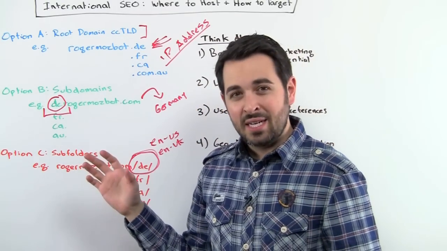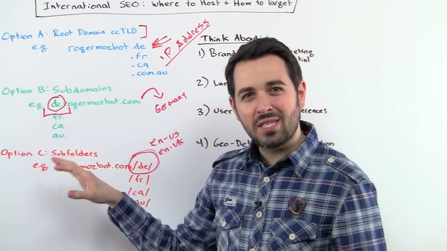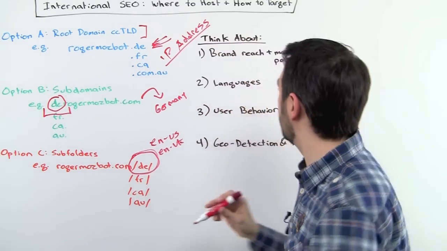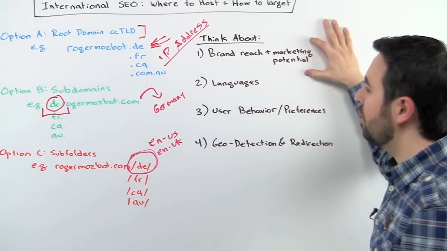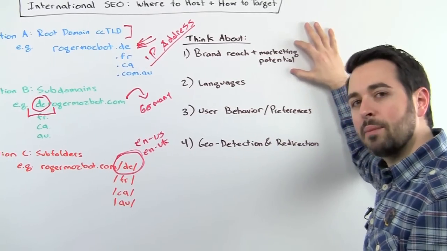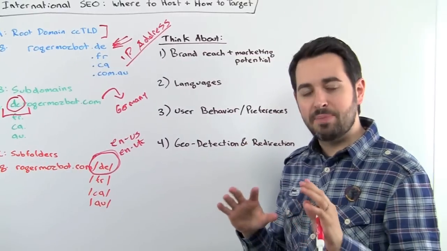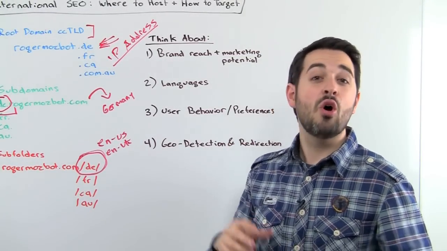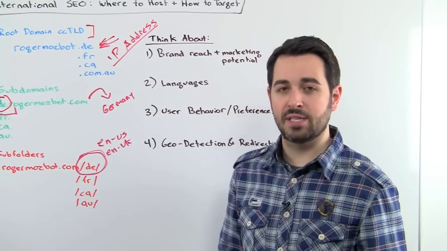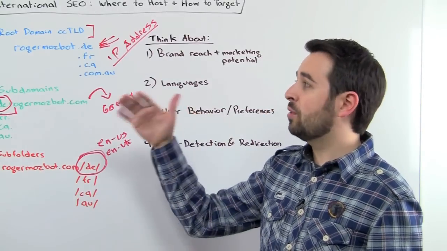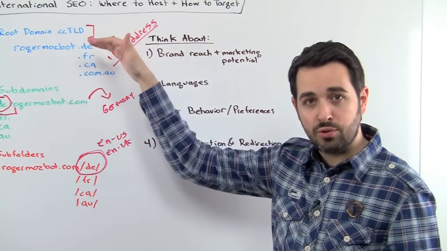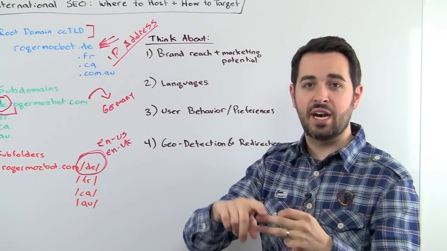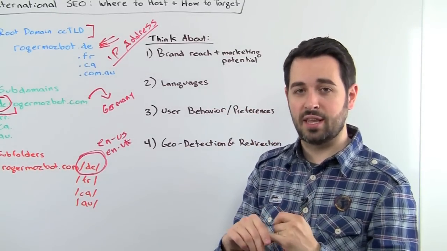So knowing this, there's strengths, there's weaknesses, how do I make a decision? It's a tough, tough call. But there's a few things that can help guide you through. So first off, think about the brand reach and the marketing potential. If you're a brand that's big enough or powerful enough, or you have enough of a marketing presence and a budget, or you think you will in the future have that presence and budget, I would go for option A, the root domain with the ccTLDs that are separate, the .de, the .fr, the .co.uk, those kinds of things.